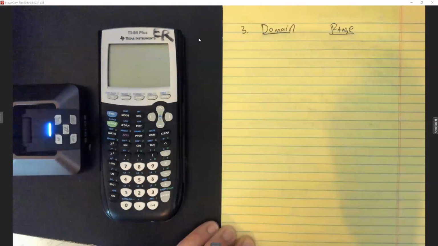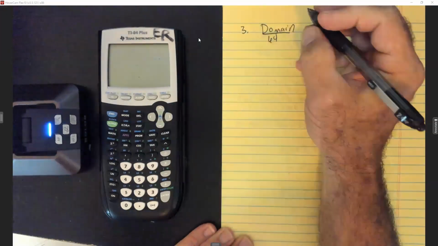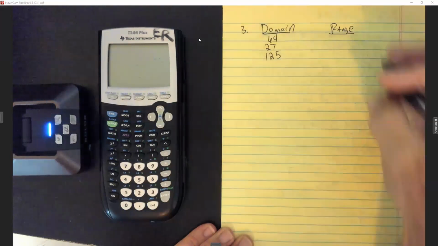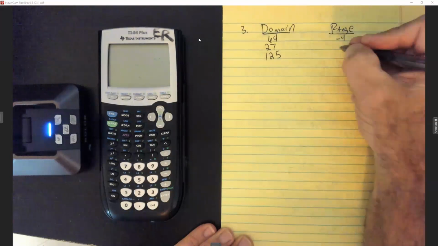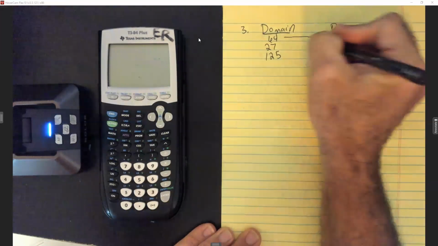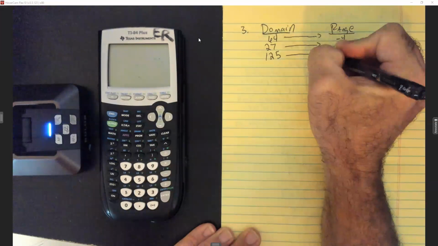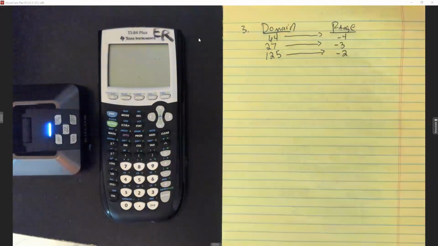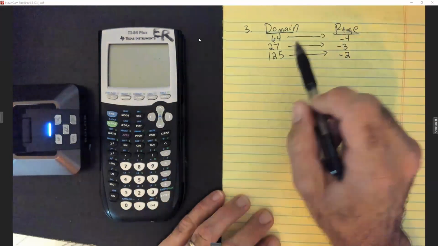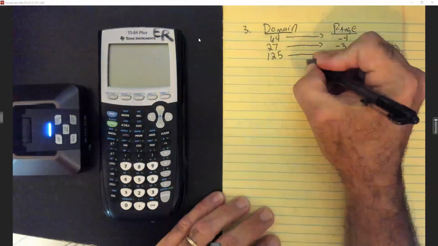All right, y'all, this one has 64, 27, and 125. The range is a -4, -3, -2. Each one of these points straight across. So this one would definitely be a function because each one of my domains is pointing to only one range value. So once again, we have a yes.